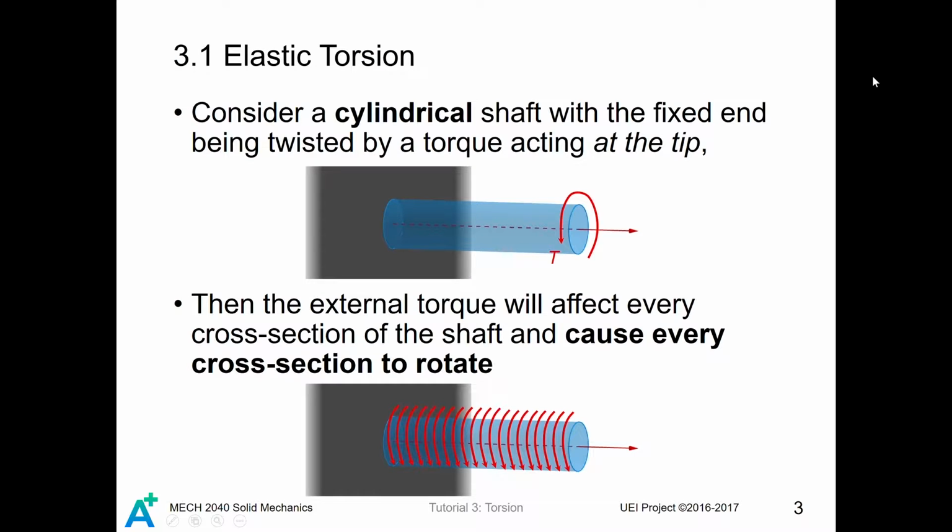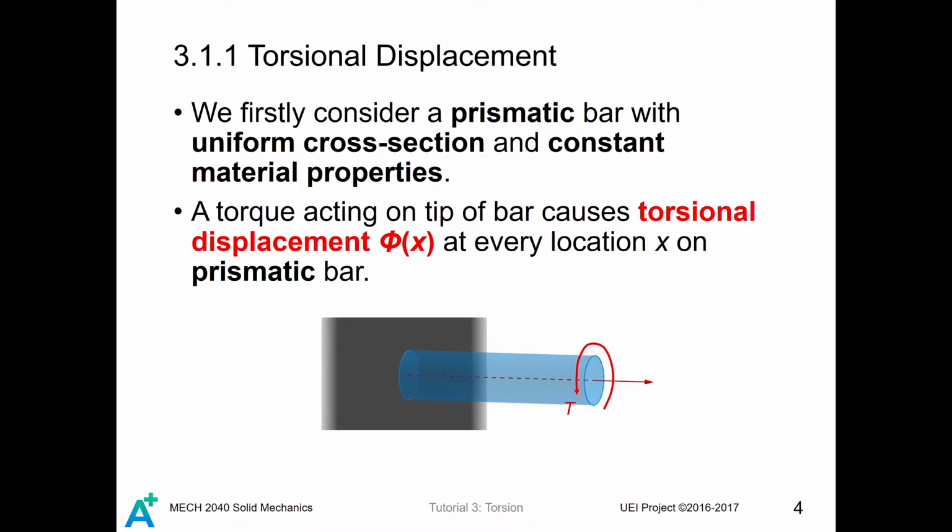First, let's discuss the elastic torsion. Consider a cylindrical shaft with the fixed end being twisted by a torque acting on the tip. The external torque will then be transmitted along the length of the bar. Then for every cross-section inside the bar, there will be torsion inside it, like this. We want to derive a torsional formula of the simplest form.